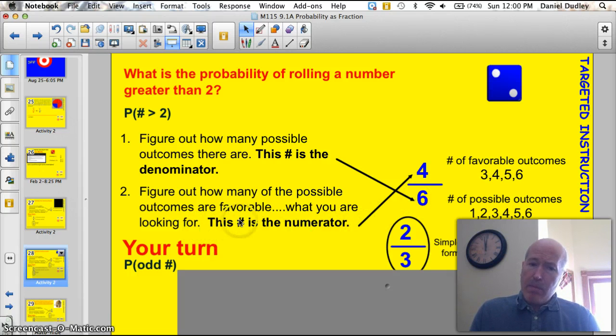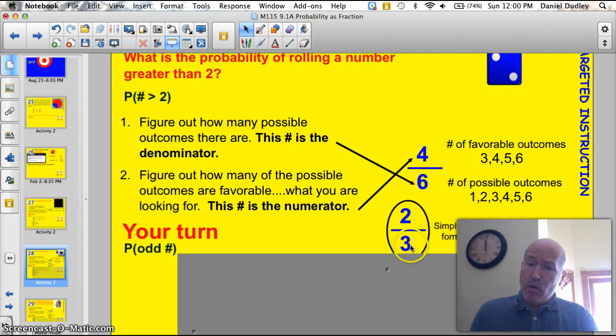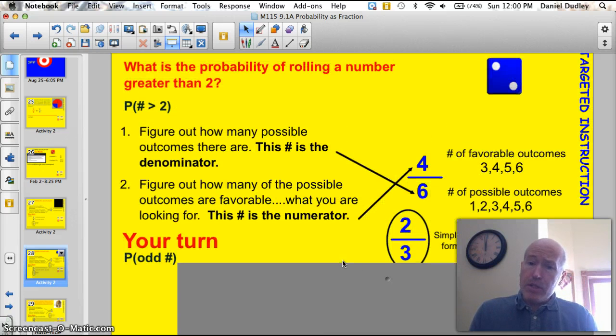Now, number 2, how many of the possible outcomes are favorable? Well, a number greater than 2, that could be a 3, a 4, a 5, or a 6. So it's actually 4 out of 6 would be favorable, numbers greater than 2. Of course, you have to express that in simplest form, which is 2/3. All right, your turn. Using the same die, what is the probability of rolling an odd number? Go ahead and pause the video and work it out.